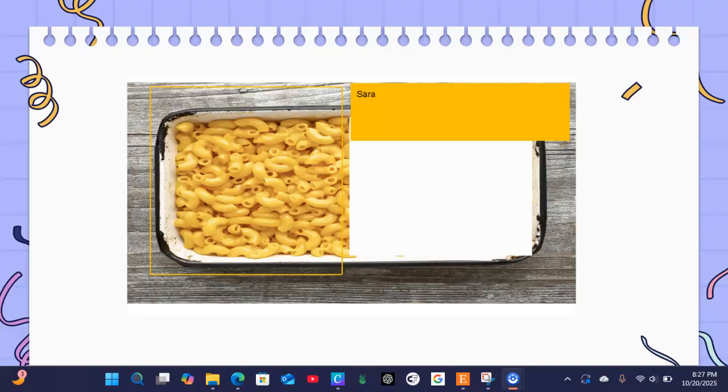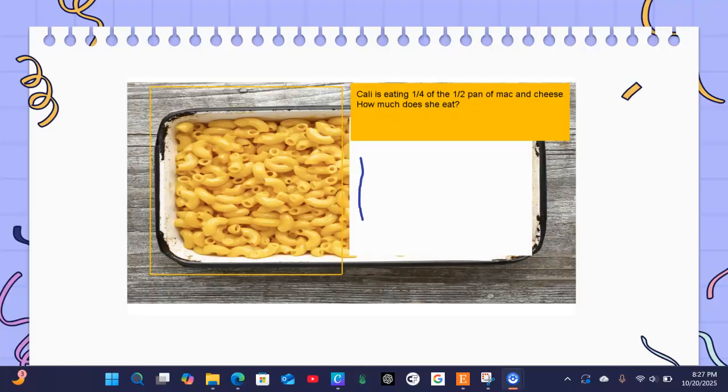Now let's choose one of the students' names. Callie is eating 1/4 of the half pan of mac and cheese. How much does she eat? All right, so let's draw that out.